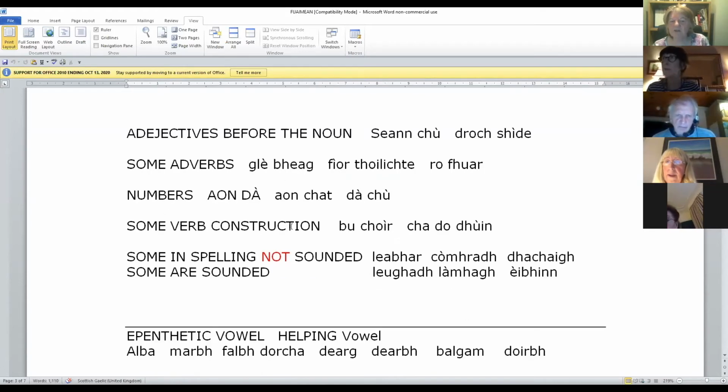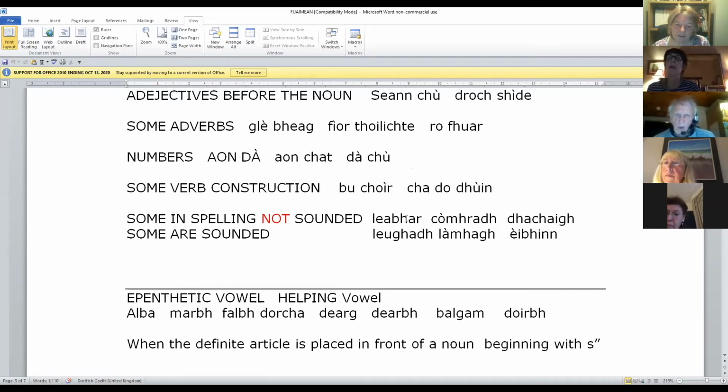Some verb constructions. Buchor, you ought to do something. It's buchor is that verb there, buchor. So the verb construction has bu, butelum, we've got these buchor, and cha do gun. Cha do gun is the past tense of some of the verbs. All right, cha do dun is your command, and then your past tense comes from that, cha do gun.